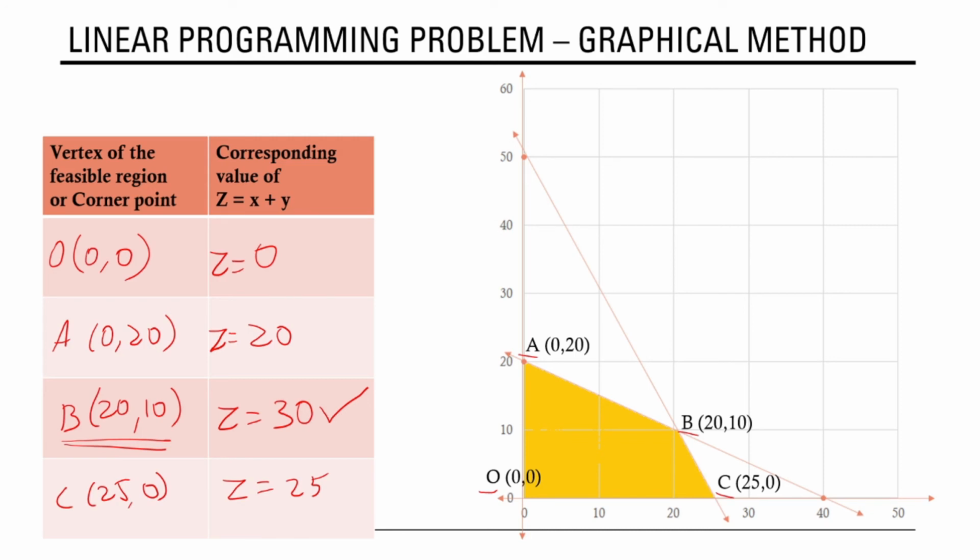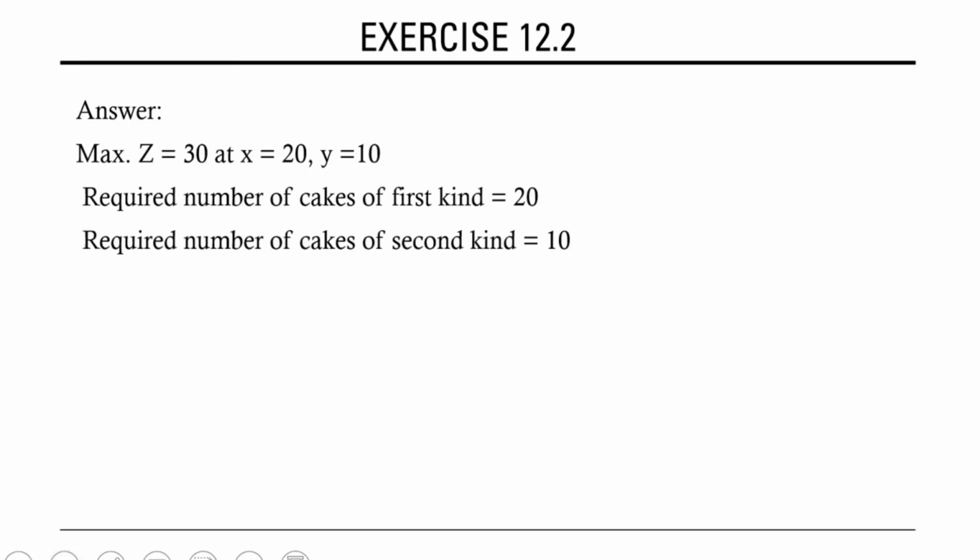It is not always necessary that the maximum value will occur at the point of intersection. It may occur at some other corner points also. So we have to look only for the maximum value of Z. So this is our answer. The maximum value of Z is equal to 30 at x equal to 20 and y equal to 10. That means the required number of cakes of the first kind is equal to 20 and the required number of cakes of the second kind is equal to 10.